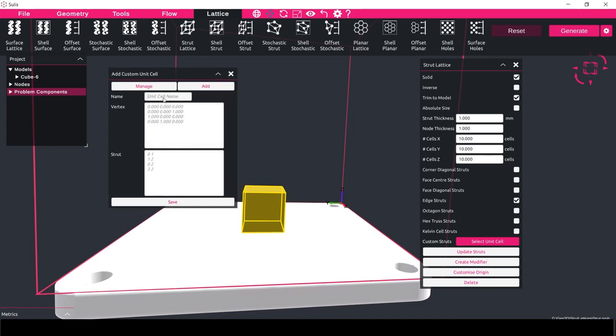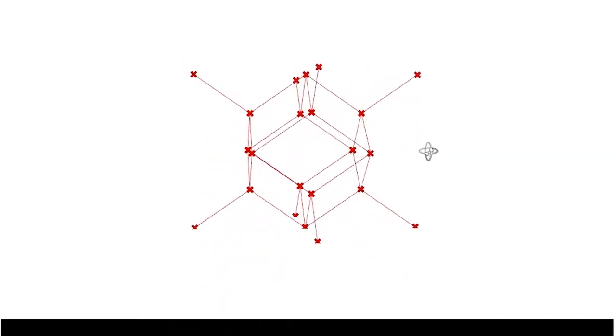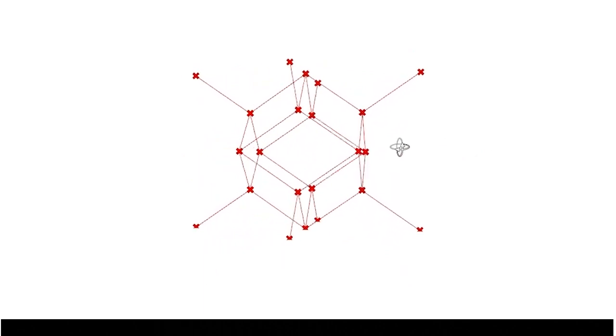The first thing I'm going to want to do is give this unit cell a name. The unit cell I want to create is called the rhombic dodecahedron, so I'm just going to call it rhombic. And then we have two input fields here. One is for the vertices of the unit cell, and one is for the connectivity matrix for the struts. If I navigate to this window here, this is the unit cell that I want to create.